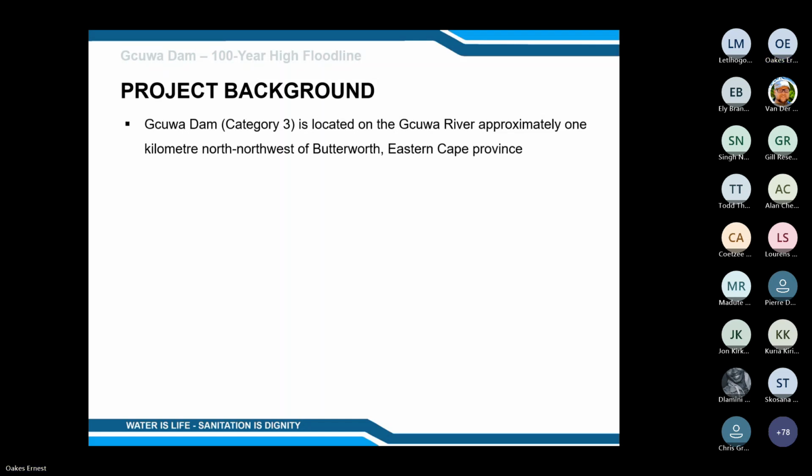So some information about Tluwa Dam itself. It's actually a Category 3 structure located on the Tluwa River, about 1 kilometer northwest of Butterworth in the Eastern Cape Province.